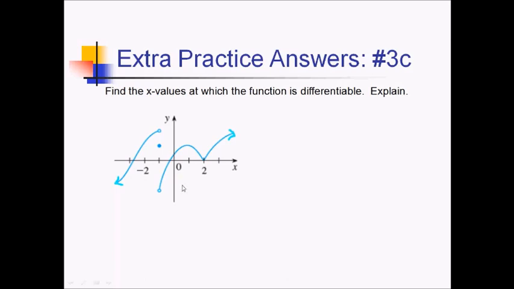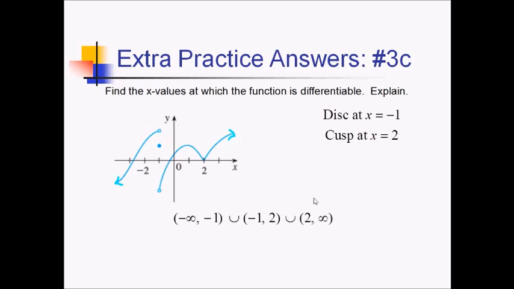So we have that discontinuity we saw in part B at -1. We also have a cusp at x equals 2, and that looks like about it. So we're going to be differentiable from -infinity to -1, from -1 to +2, and from 2 to infinity.